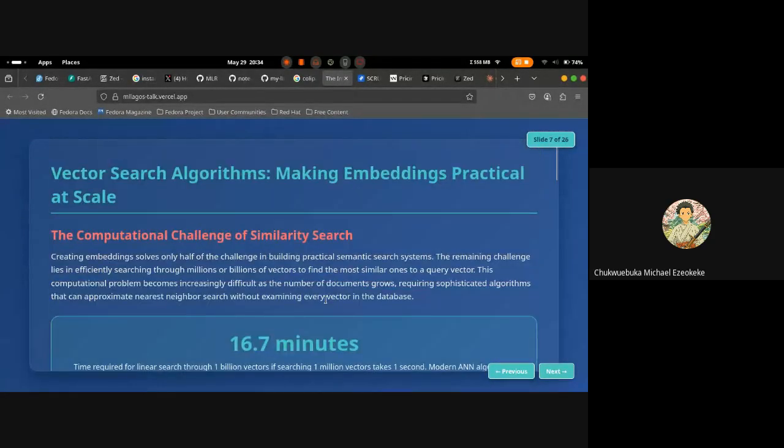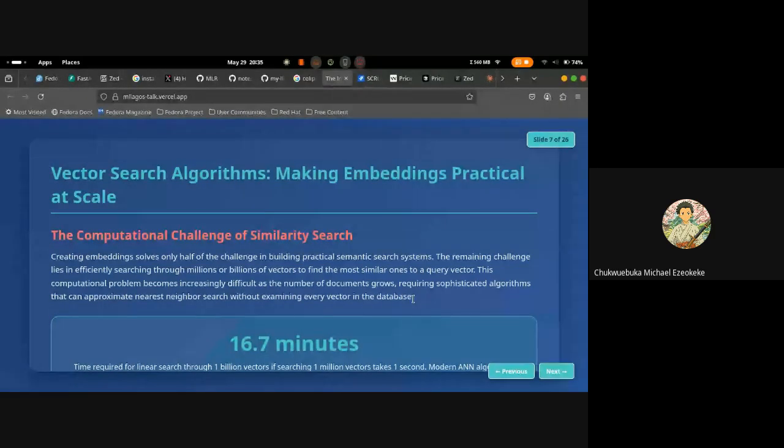So next, I'll be talking about vector search algorithms. Embedding models are good, but if you're working in production, you need to make sure that it scales. That is one important thing. Creating embeddings solves half of the challenge. Another challenge is making sure the system is efficient at searching through millions or billions of vectors to find the most similar ones to your query vector.